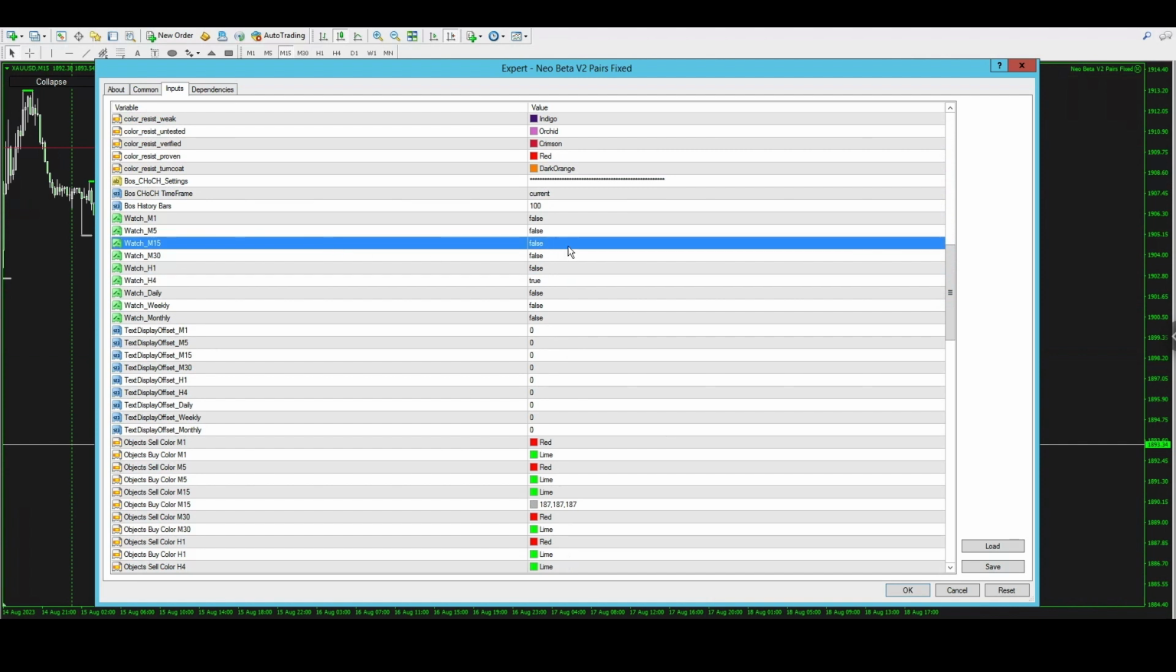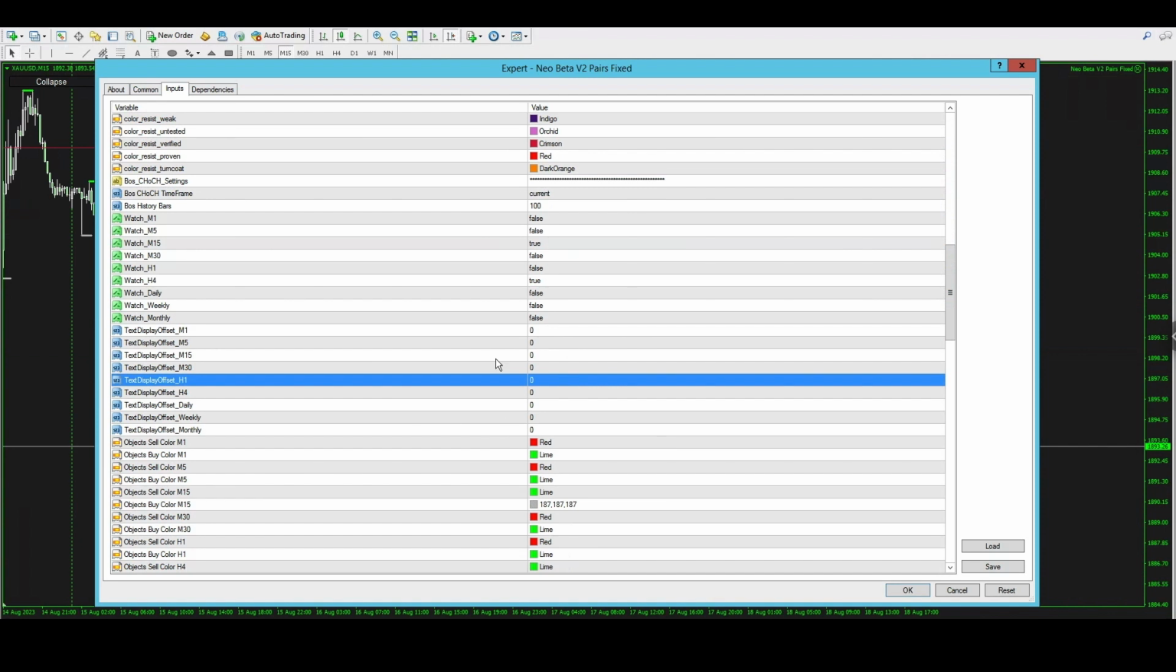So let me just add on the 15-minute chart as well so you can get a view of that. You can also change the offset of the writing because some of the break of structures are going to happen at the same place on a chart. So maybe the 30-minute will be the same as the 1 hour, or the 1 hour will be the same as the 4 hour. Sometimes text does get bundled together, so you can actually change the text display offset to make the writing go further up or lower down.